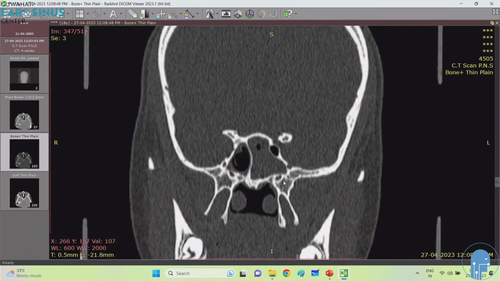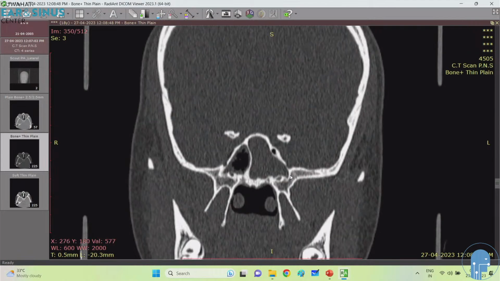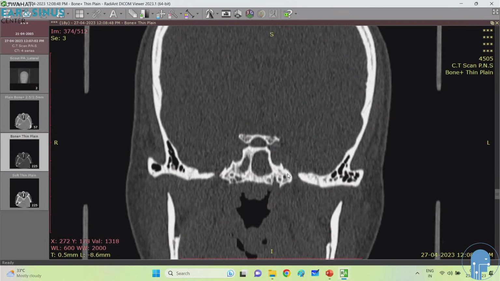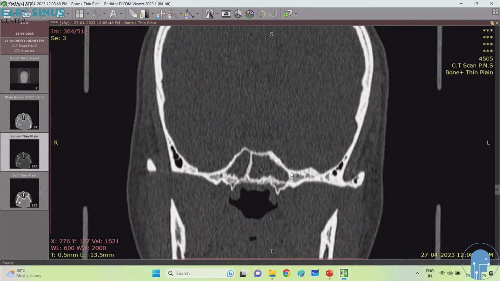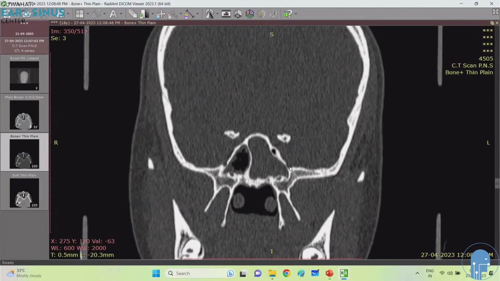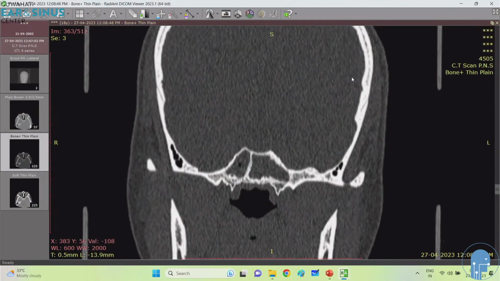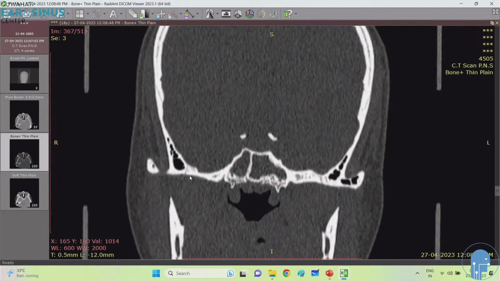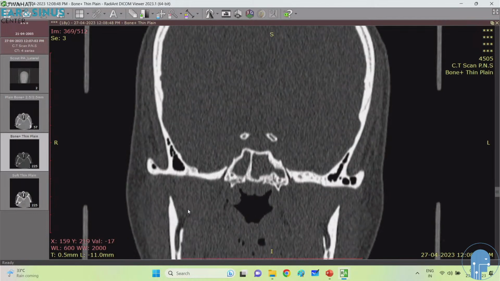This is the Vidian canal, and this is the foramen rotundum. We are going far posteriorly. Here we can see the foramen ovale. Sir, this is what we can see in a coronal cut, sir.